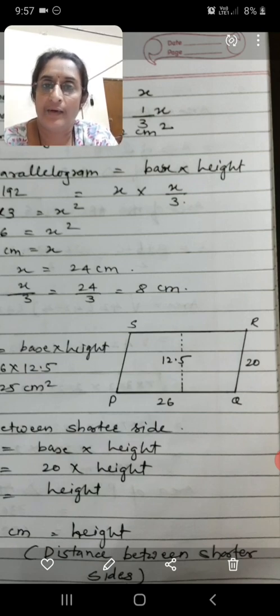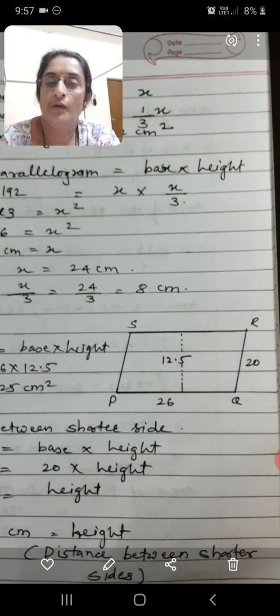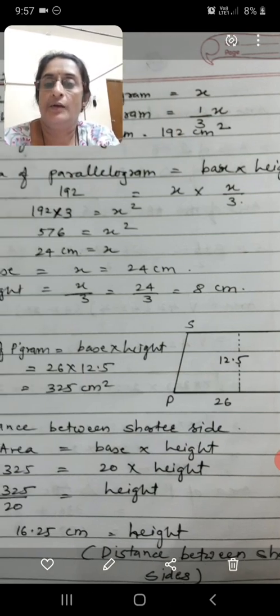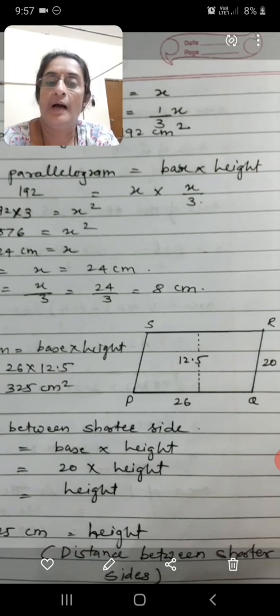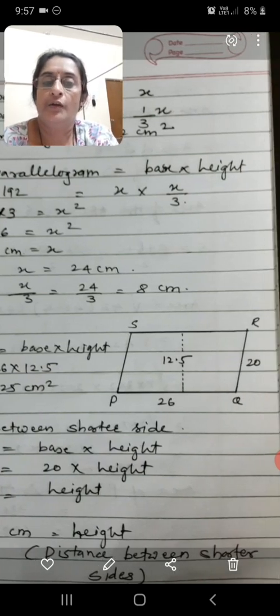So let us first find out the area of that parallelogram. So what is the formula? Base into height. Here we are going to consider PQ as base and height is given, that is 12.5. So 26 into 12.5 gives you 325 centimeters square. That is the area.